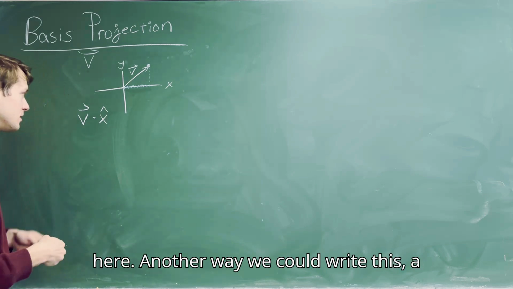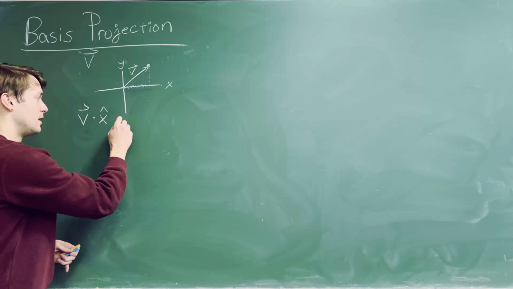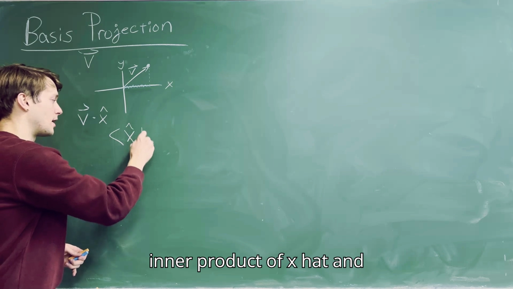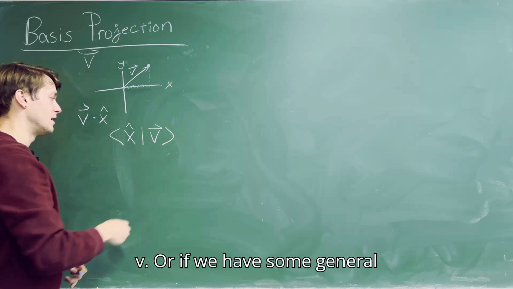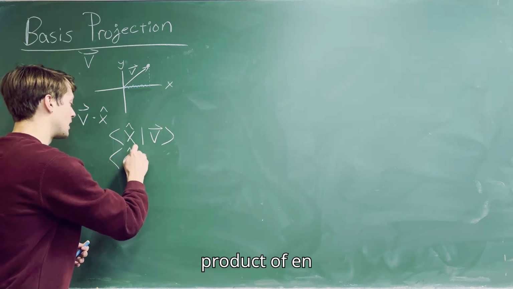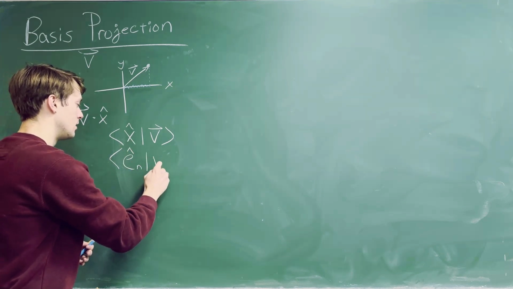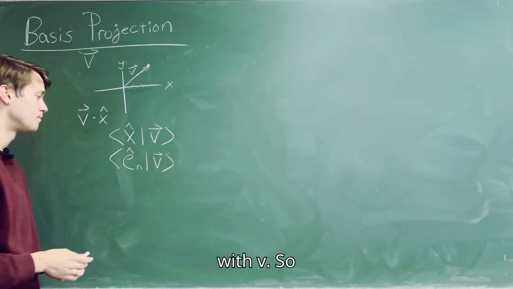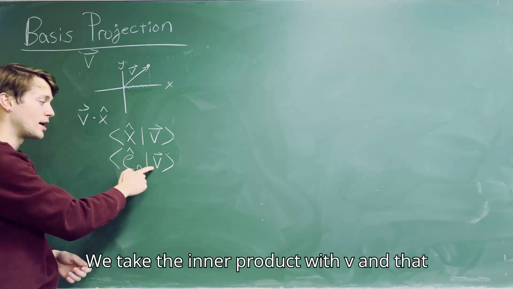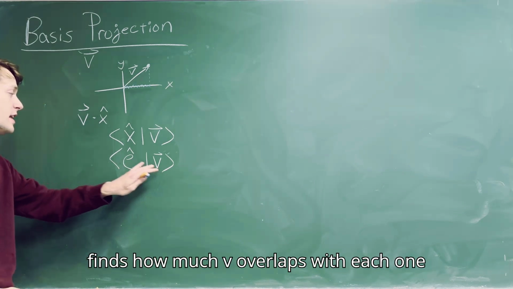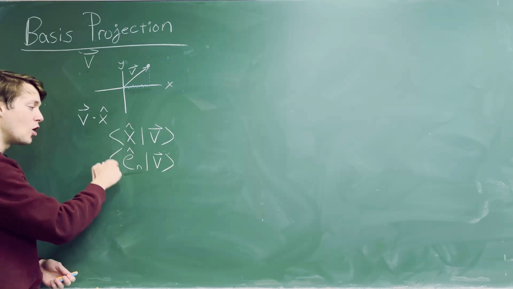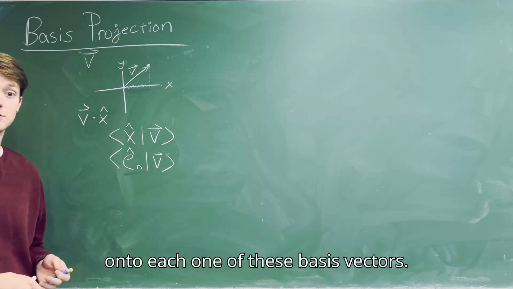Another way we could write this, a way we could generalize this, is we take the inner product of x hat and v, or if we have some general orthonormal basis, we take the inner product of en with v. So these are our basis vectors. We take the inner product with v, and that finds how much v overlaps with each one of our basis vectors. We're projecting v onto each one of these basis vectors.